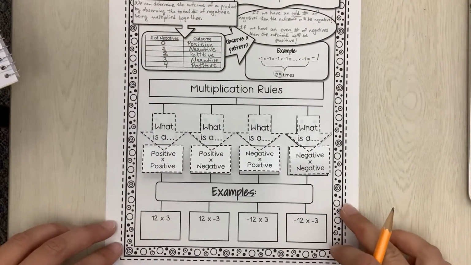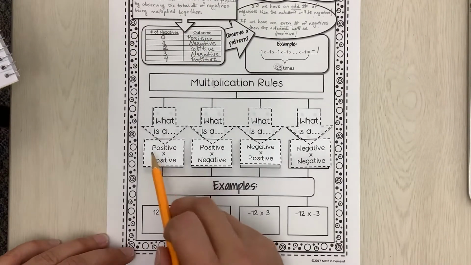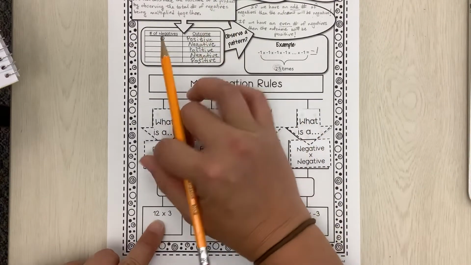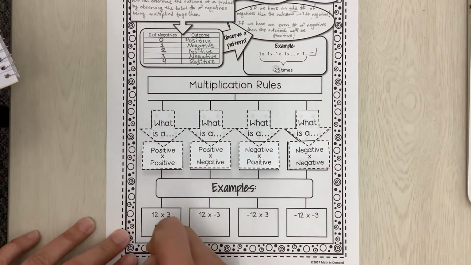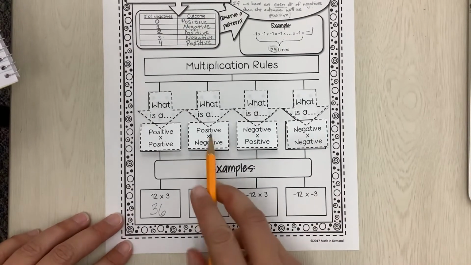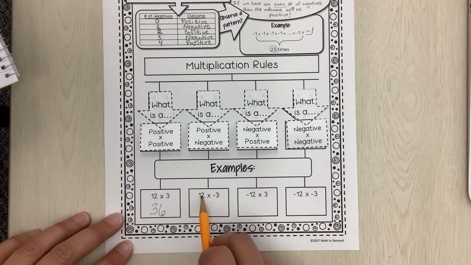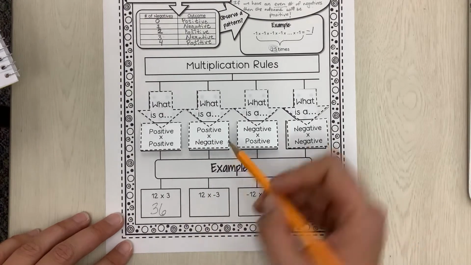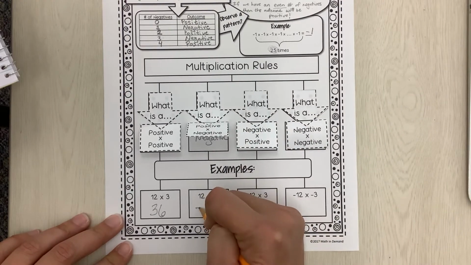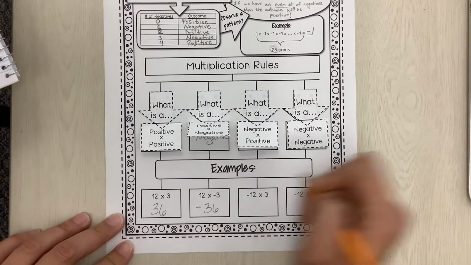Okay. So let's do some examples of these. So a positive times a positive. It says it's going to be positive. 12 times 3 is 36. Let's look at this one. A positive times a negative. A positive and a negative means that our answer is going to be negative. So it's a negative 36.